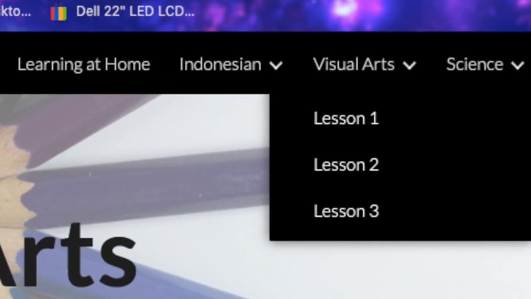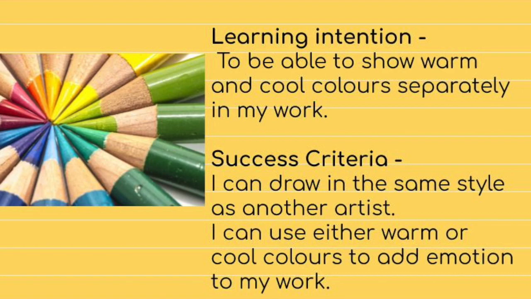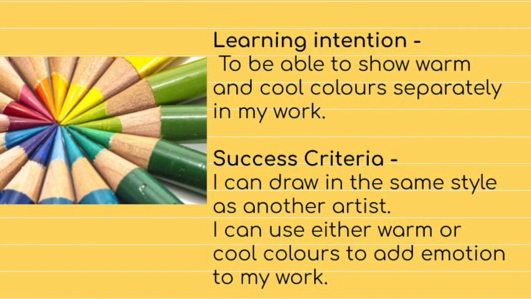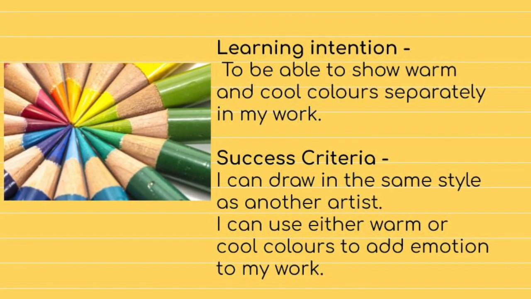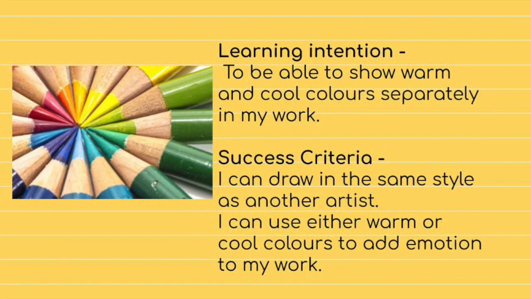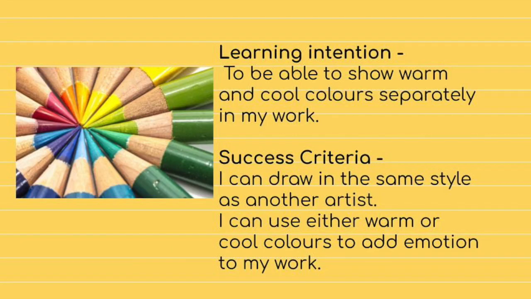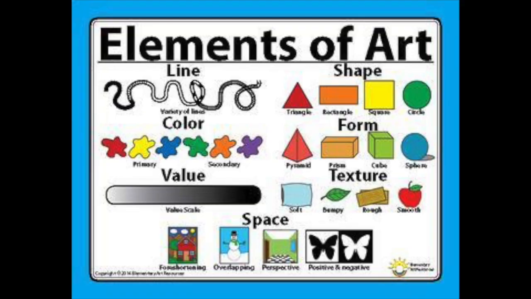Today we're doing lesson 3. We're going to be able to show warm and cool colours separately in our work. We're going to draw in the same style as Picasso, and we're going to use either warm or cool colours to add some emotion to our work. The elements of art that we're looking at today are colour. We're going to look at warm colours and cool colours. We'll also be looking a bit at line and shape so that we can draw in the same style as Pablo Picasso did.